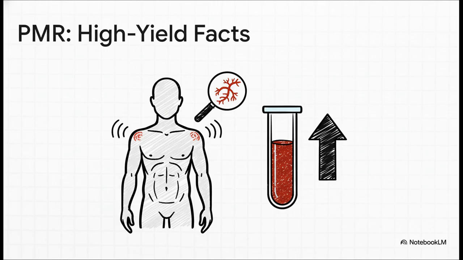Now, the lab test that screams PMR is a hugely elevated ESR, often over 50, a major sign of inflammation. But here's the absolute do-not-miss point. It's strong link to giant cell arteritis. You have to ask about headache, pain when chewing, and any visual changes. Missing this could literally cost your patient their vision.